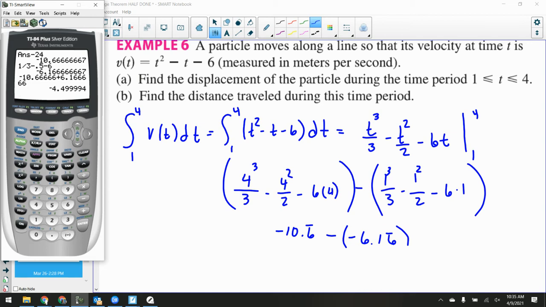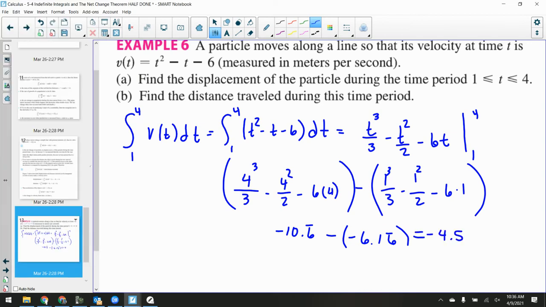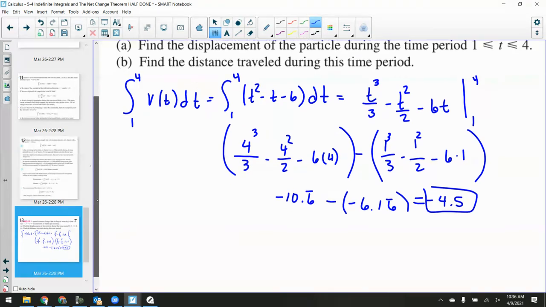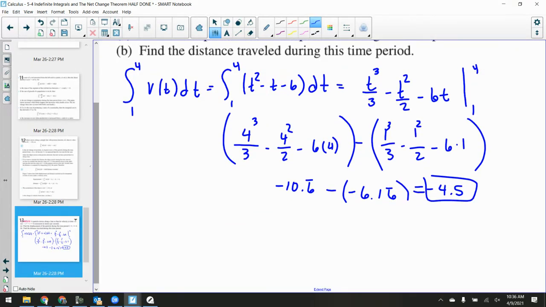Yep, negative 4.5. Displacement, right? That's displacement. That is saying I've moved in the opposite direction 4.5 meters, whatever negative direction that is. Now, that is not distance traveled. Say if right was the positive direction and left was the negative direction, I've ended up at negative 4.5. That's my net change, right?